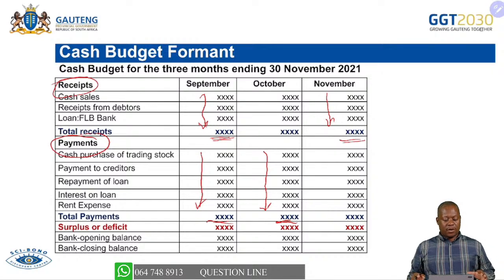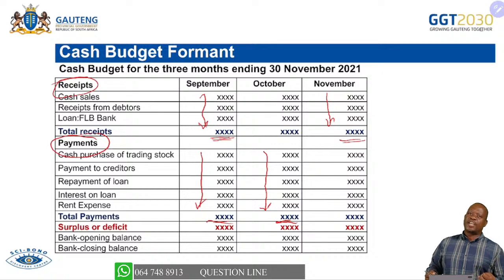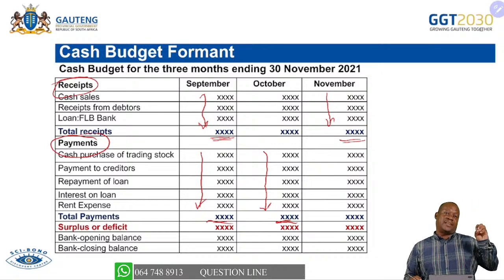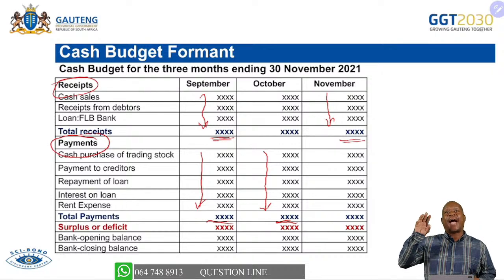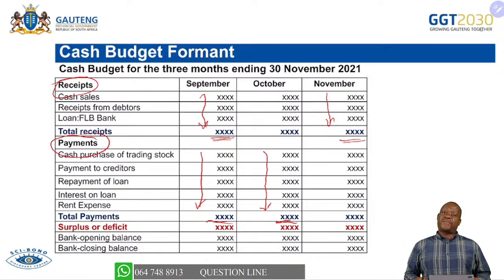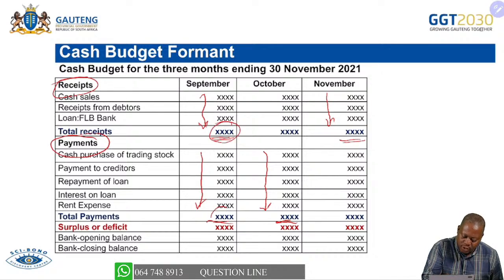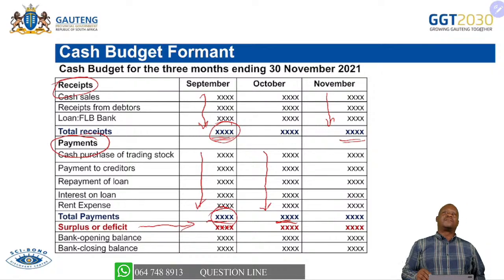Now, remember here, what is the objective? It is to check how much we are expected to receive versus how much we are expected to pay. If you are expected to receive more than payments, it means you are going to have extra, and we call that a surplus. So we are now going to say total receipts minus total payments. It gives us either a surplus or a deficit.